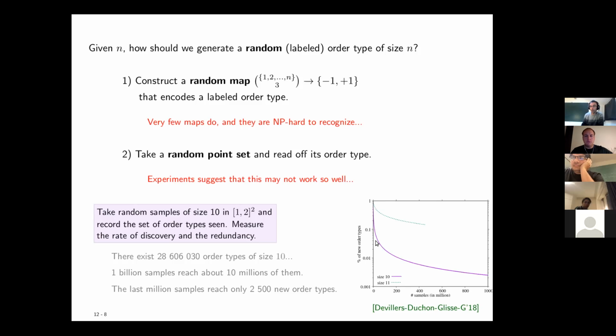And moreover, the speed at which you discover new order types is really decaying. At this point, when you've thrown these 1 billion samples and you've seen only a third of the space, you've seen at least 500,000 times the same order type. The most popular showed up more than 500,000 times. So this is a very redundant way to produce random order types.